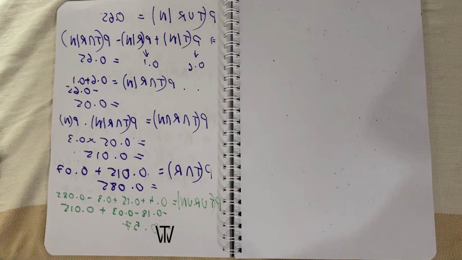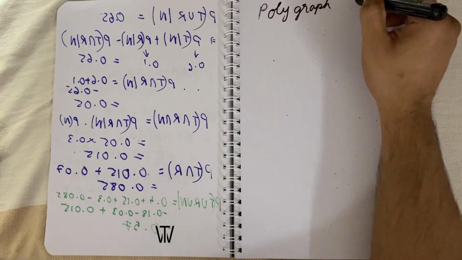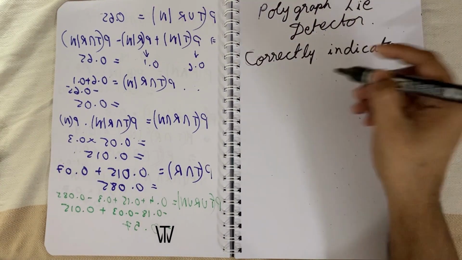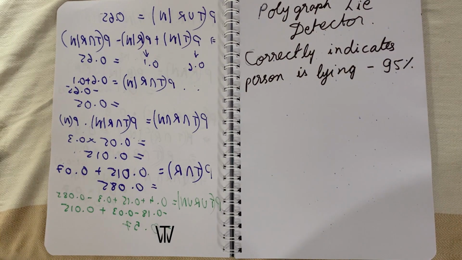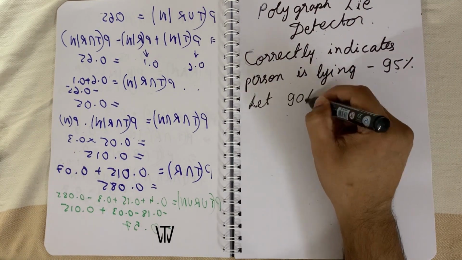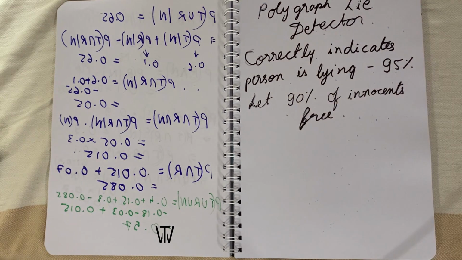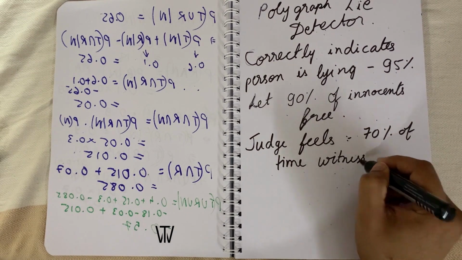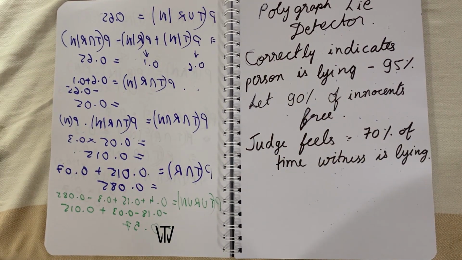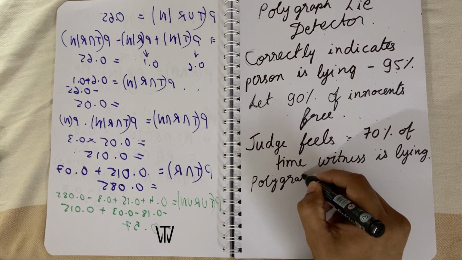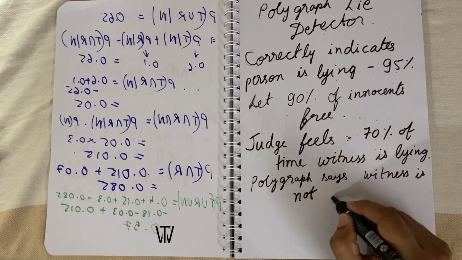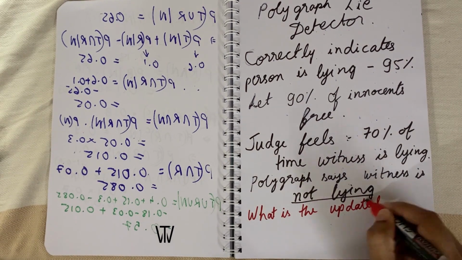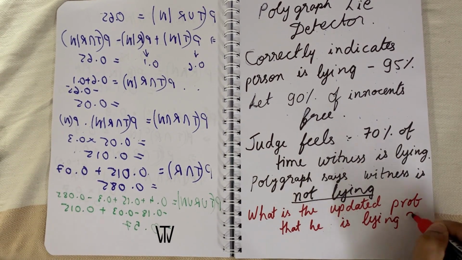Okay, let's try another problem. A polygraph test, which is also a lie detector test, correctly indicates when a person is lying 95% of the time, while it lets 90% of the innocents free. A judge in a trial feels that there is about a 70% chance that a certain witness is lying, and he orders a polygraph test which shows a negative, that is, the person is not lying. What is the judge's updated probability of the witness lying in view of the result of the polygraph test?